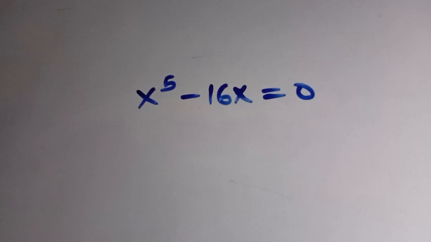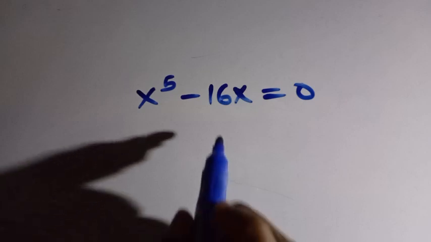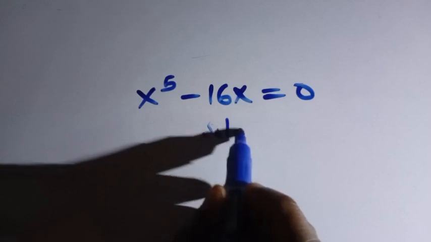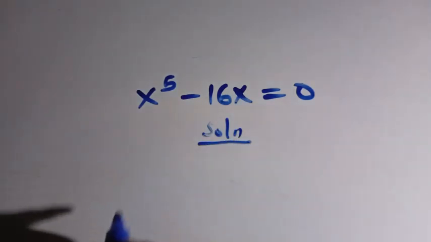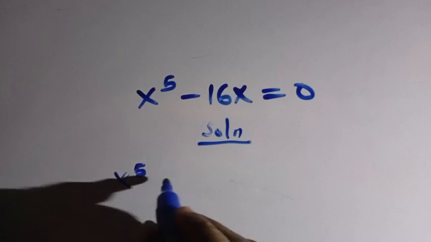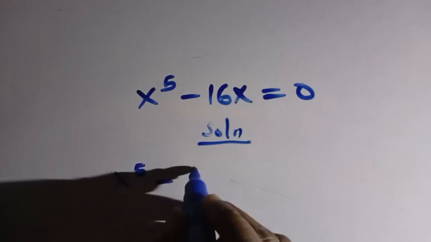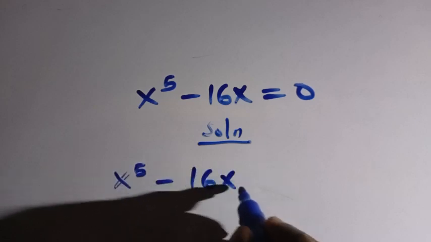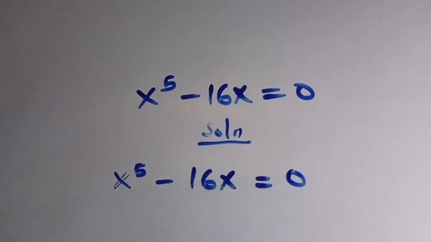How to solve these nice algebra equations? We have x to the power of 5 minus 16x equals 0. So we need to find all the solutions that satisfy this. We are going to consider the solution first. From the given question, we have x to the power of 5 minus 16x equals 0.